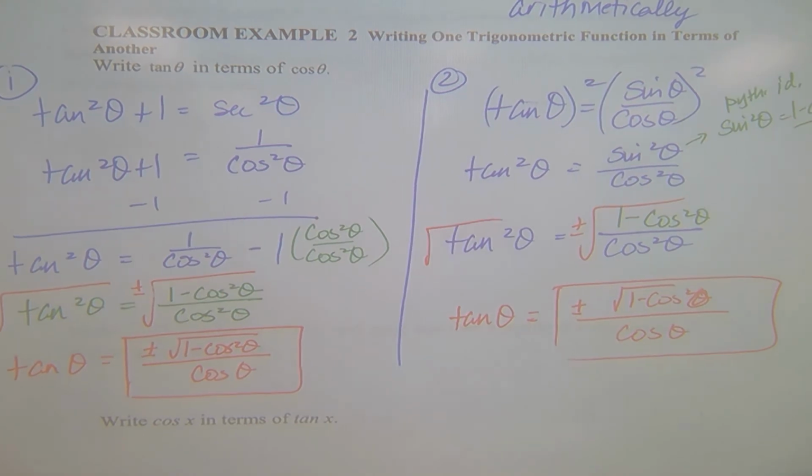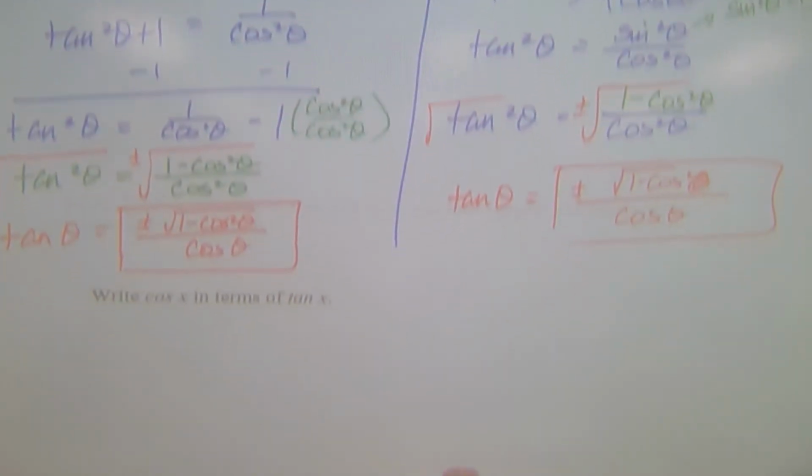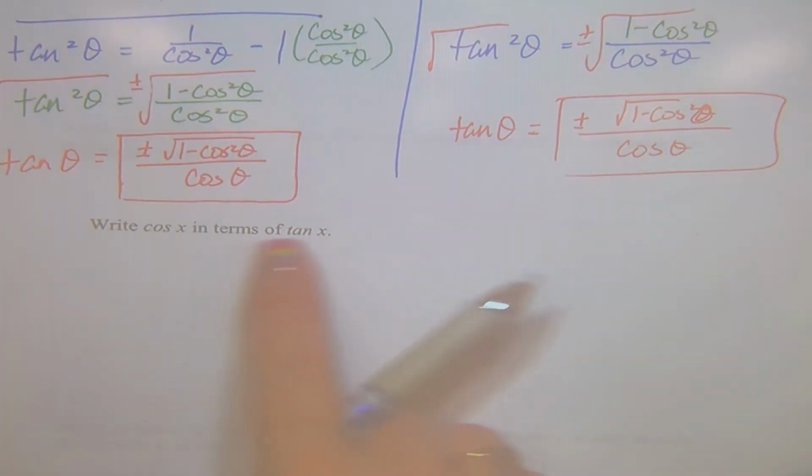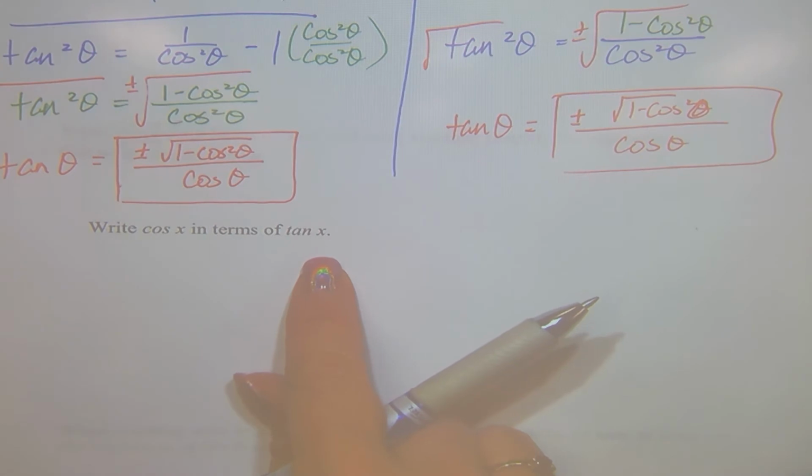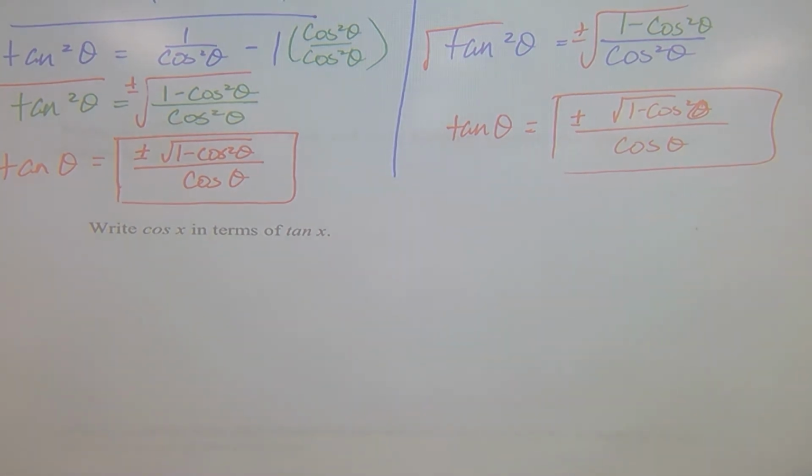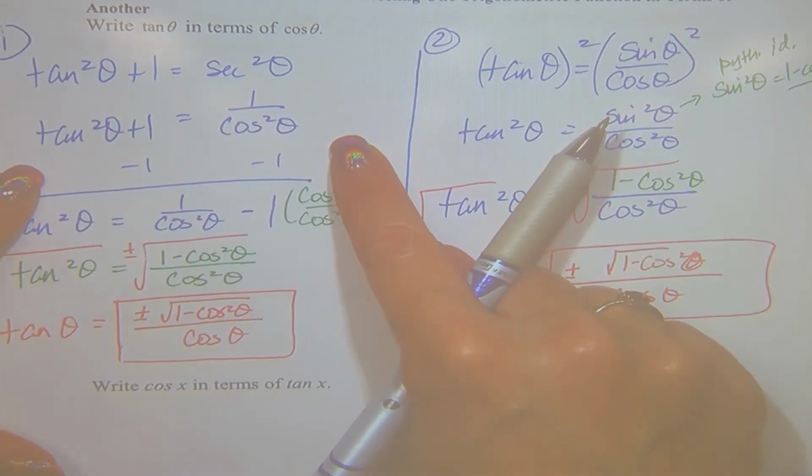So multiple approaches, you should get the same result no matter which approach you take. Okay, let's do another. We're going to write cosine x in terms of tangent x. So I need to find an identity linking cosine and tangent. You know what? That's the same thing. It's just I'm going the other direction.